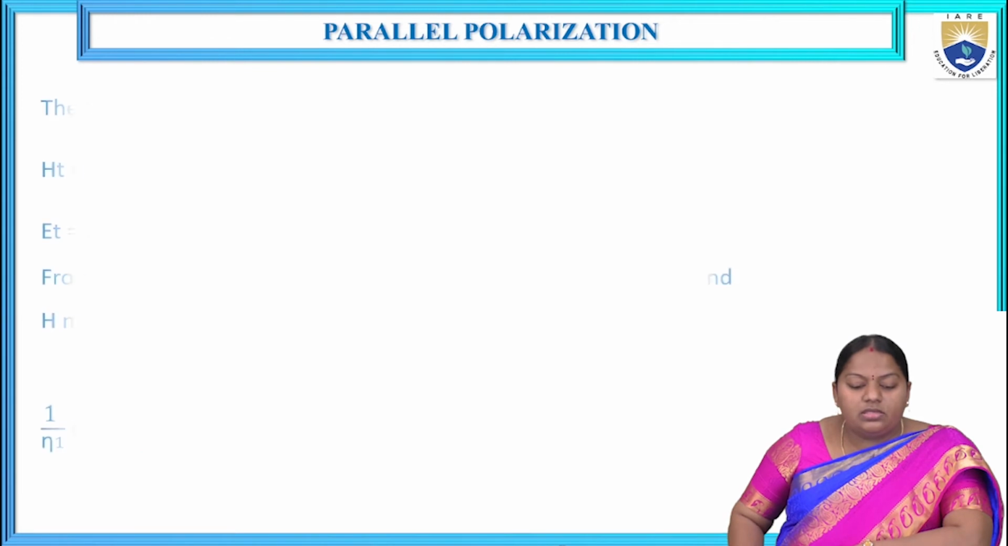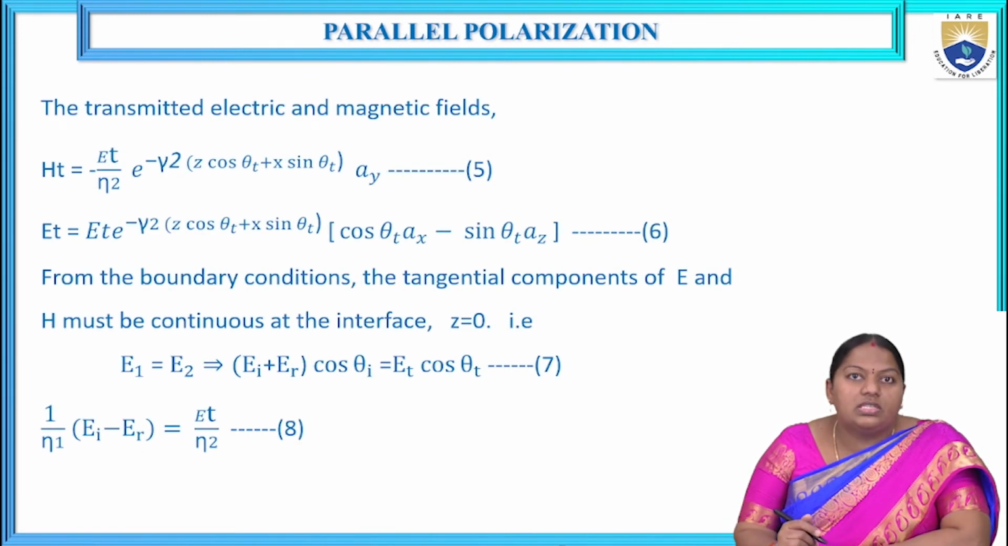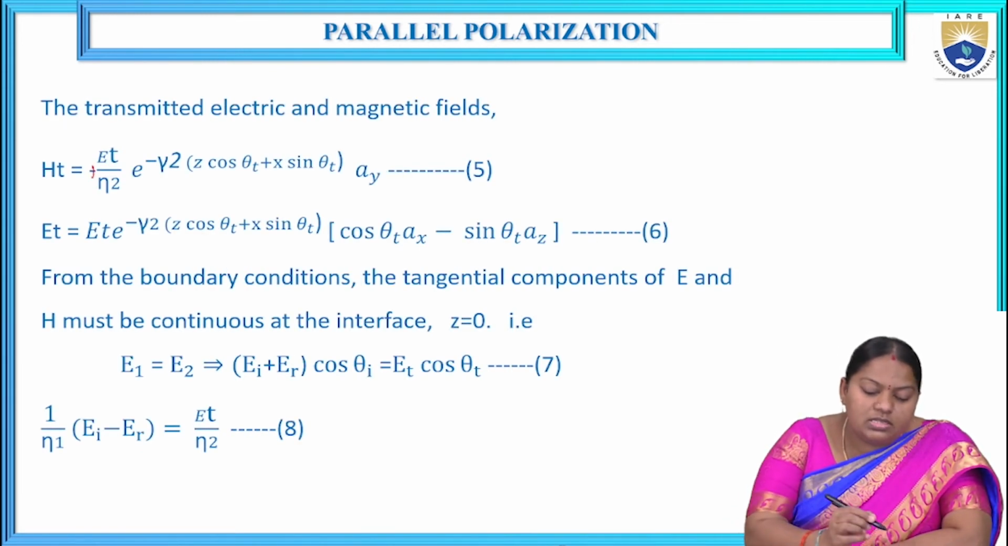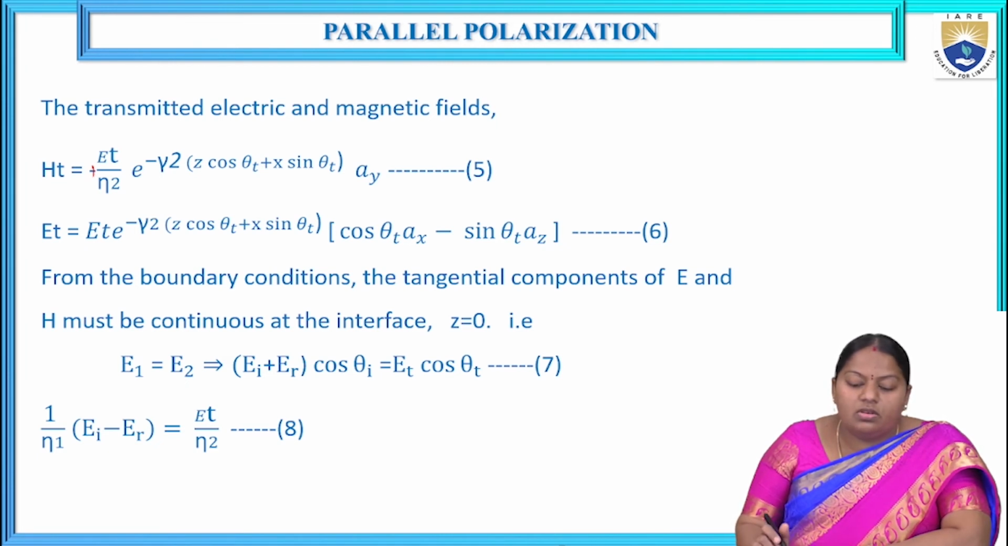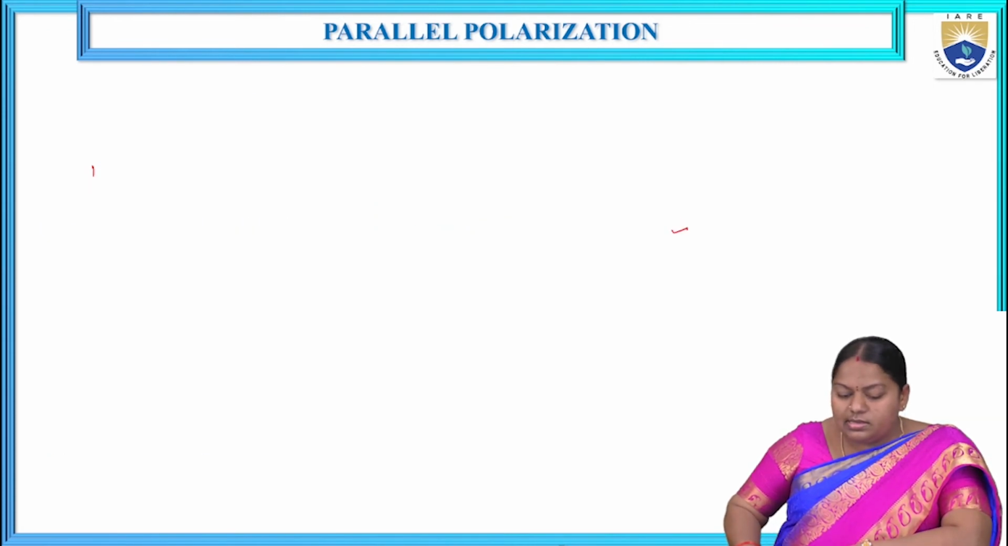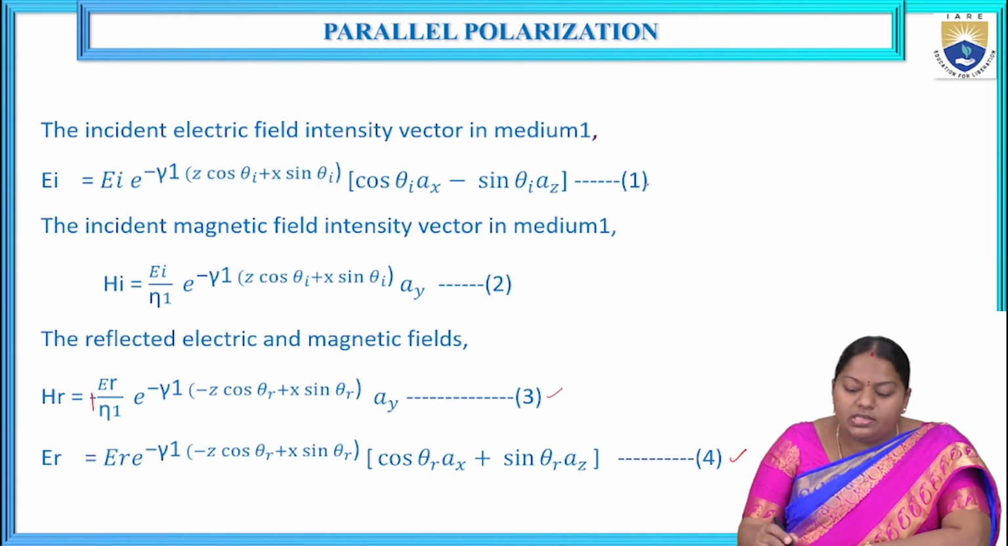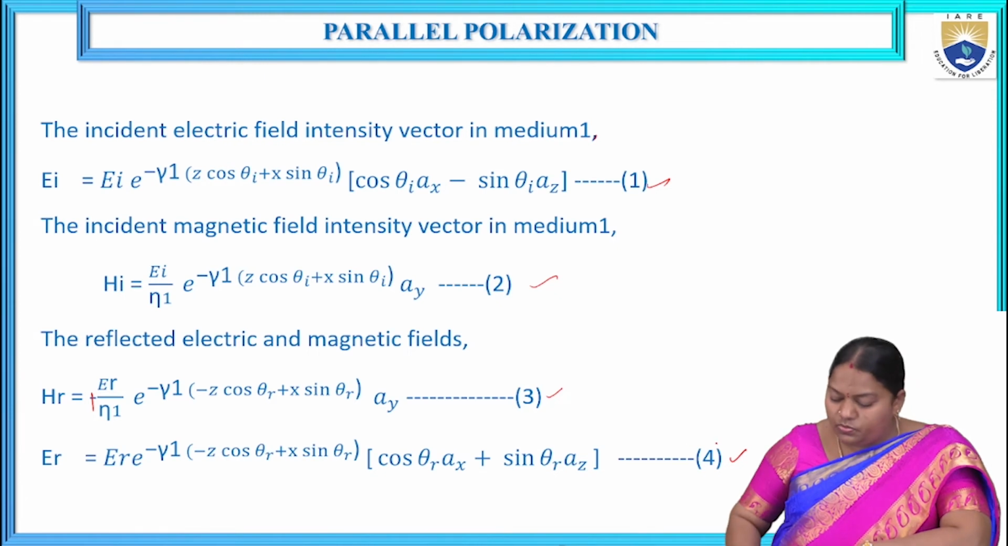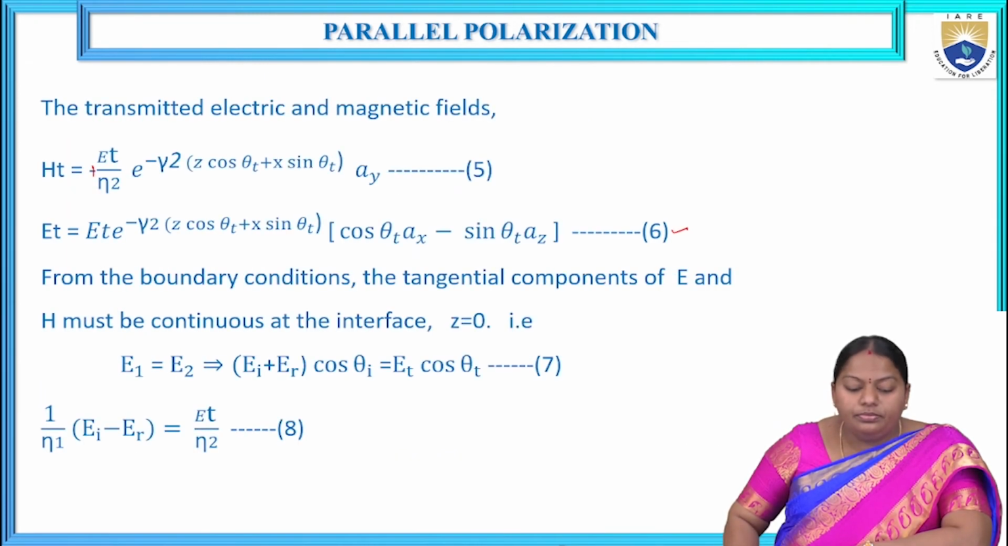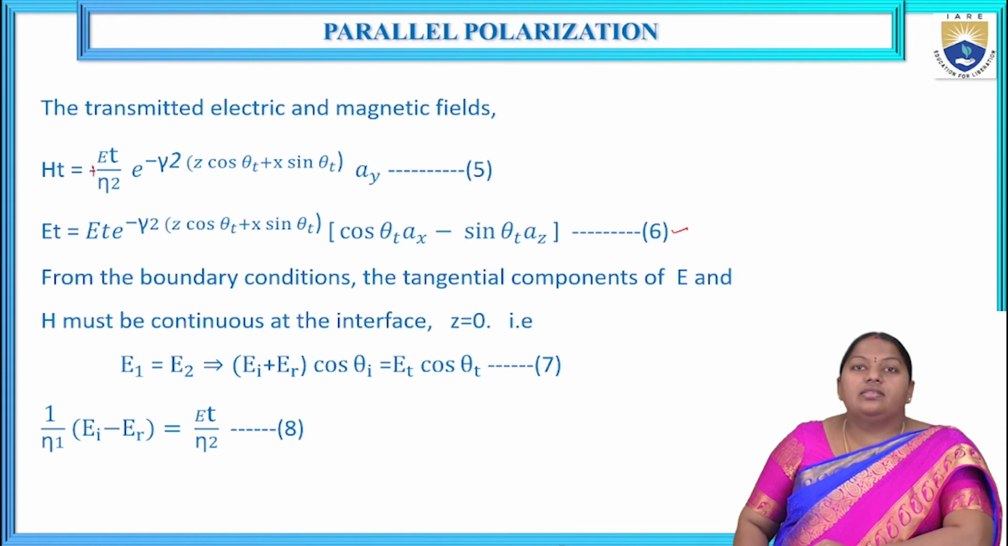Now, next one is for the transmitted wave field strengths. For the transmitted wave field strengths, the electric and magnetic fields are given by HT equal to ET by eta 2 into e power minus gamma 2 z cos theta t plus x sin theta t, into ay, and ET is obtained like this. So consider all such 6 equations: EI as 1 and HI as 2, HR as 3 and ER as 4. Next, HT as 5 and ET as 6.